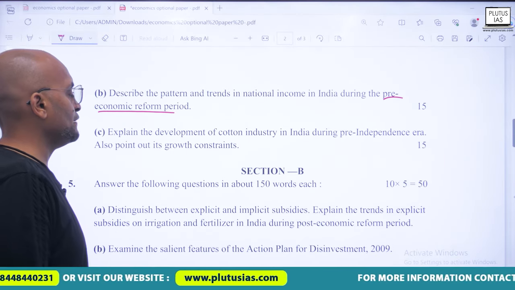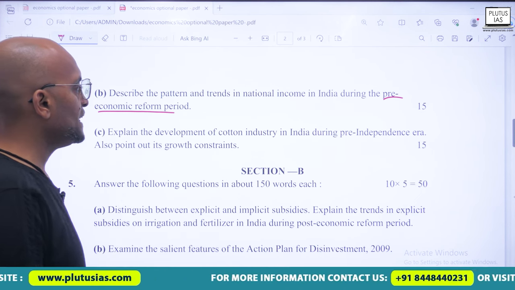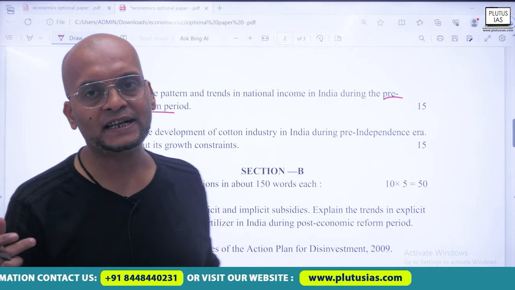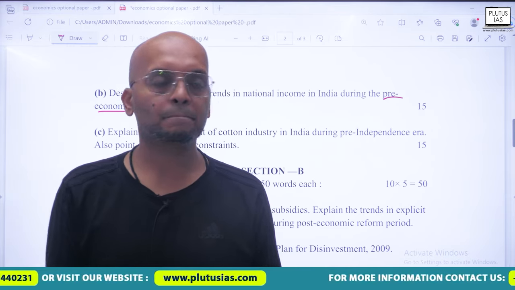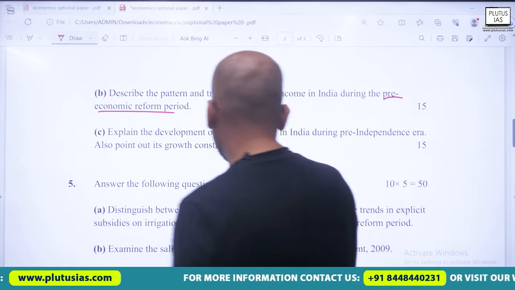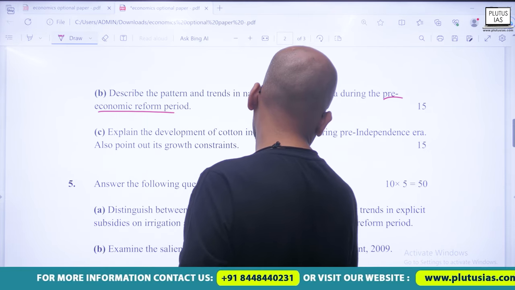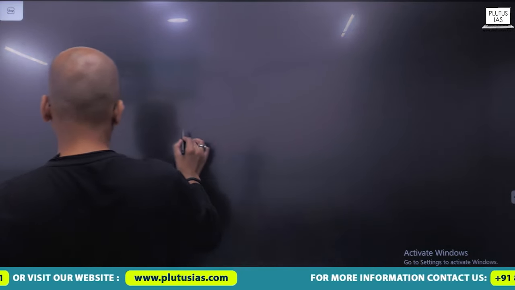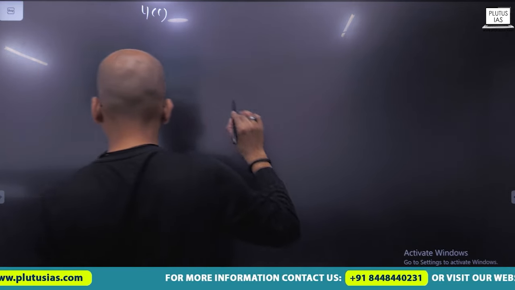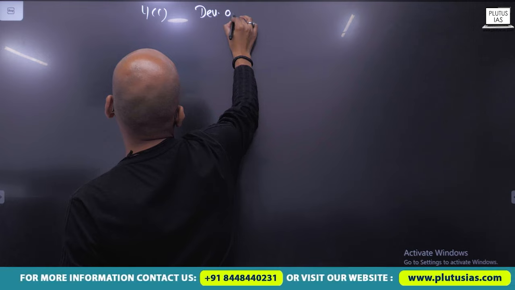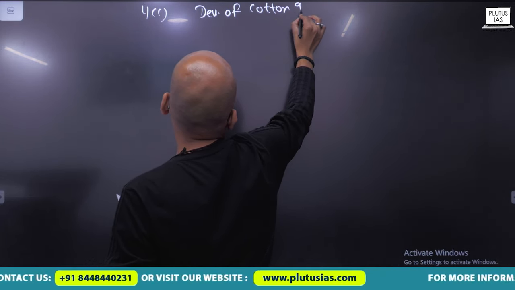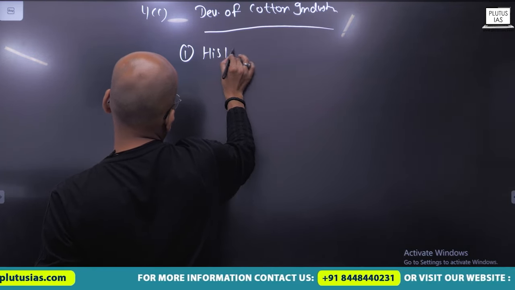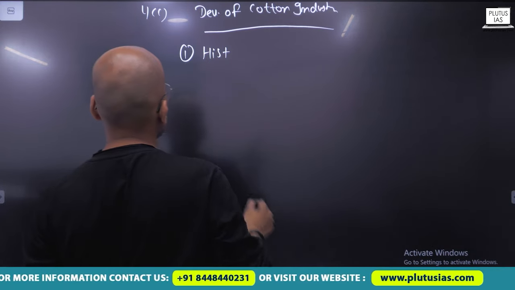It says, explain the development of cotton industry in India during pre-independence era. Also point out its growth constraints. So we have to illustrate the features of cotton industry development. Pre-independence era. So see, this is C part. So development of cotton industry. So first of all, the historical, I am writing several aspects. These aspects could be briefed out.